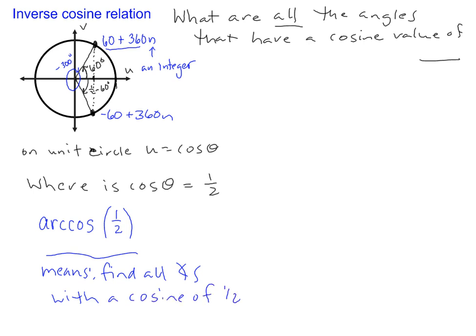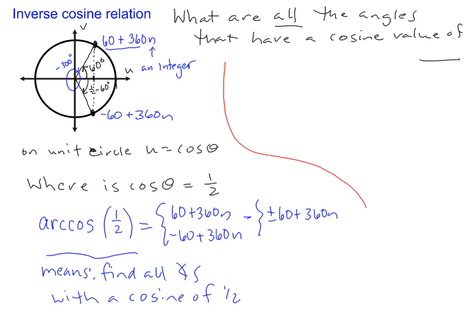Okay, so in this case, it's going to be 60 plus 360n and negative 60 plus 360n. And if I were kind of lazy, which I always am, this is the same thing as plus or minus 60 plus 360n. Okay, let's do another example using this arc cosine notation. What would arc cosine of negative 0.3 be? Okay, so first I'm going to draw a picture.